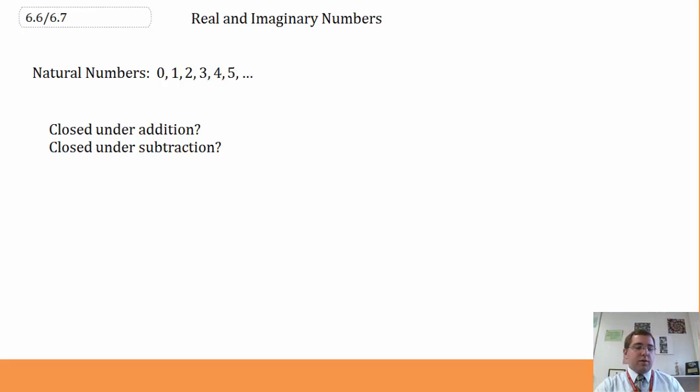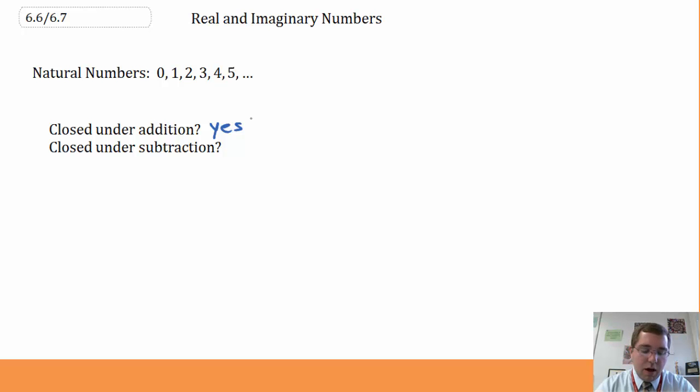What I'm interested in is whether or not these different sets of numbers are closed under different operations. To be closed means that if I take any two numbers in that set and I perform that operation on them, do I always get another number in that set? So are the natural numbers closed under addition? If I take any two natural numbers and I add them together, do I always get another natural number? Well, it turns out that yes, they are. If I take any two natural numbers and I add them, 3 plus 5, I'm going to get another natural number, 8.